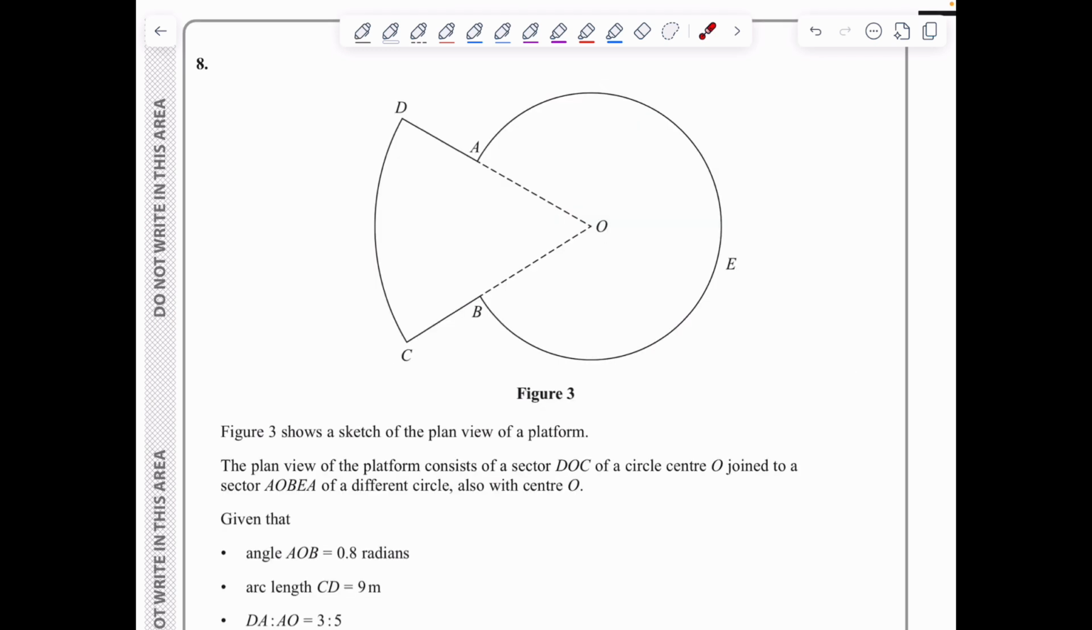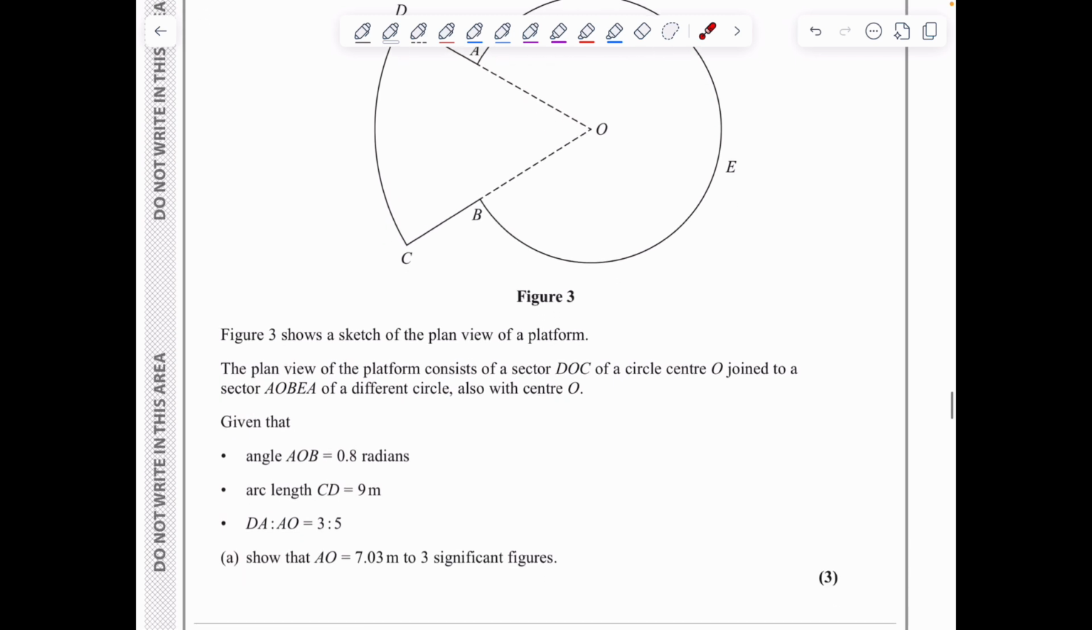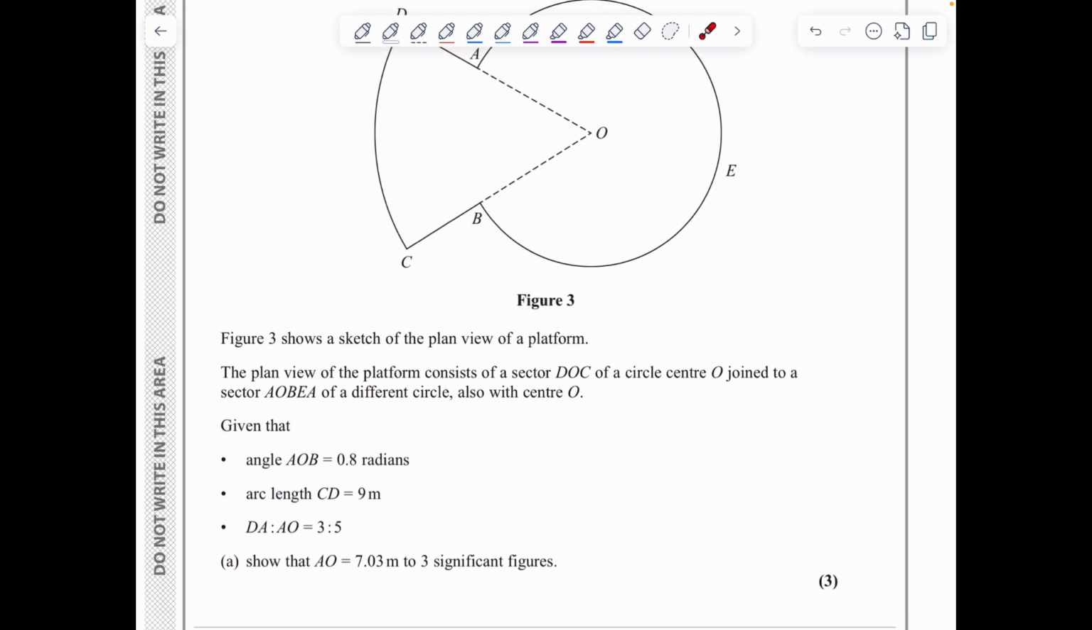In question 8, we've got the sketch of the plan view of a platform. We are told that the angle AOB is 0.8 radians. The length of the arc CD is 9 meters and DA to AO is 3 to 5. And we need to show that the distance AO is 7.03 meters to 3 significant figures.